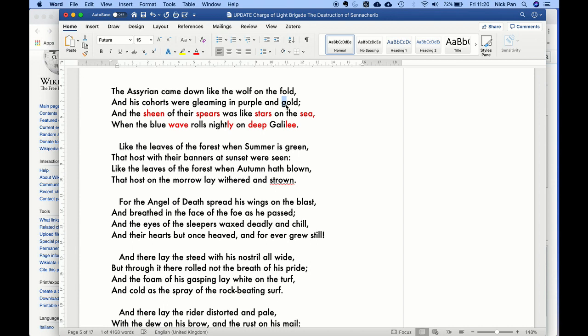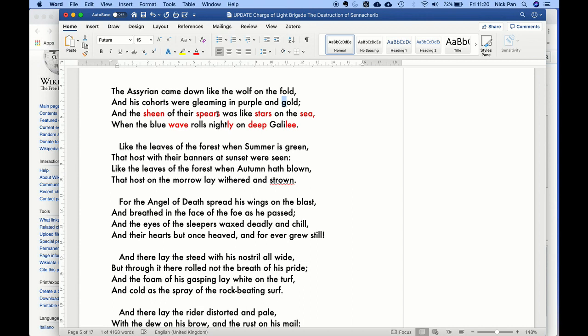"And the sheen of their spears was like stars on the sea," so a very nice simile there. The roll of the army glistens like a giant wave, "when the blue wave rolls nightly on deep Galilee." So, nightly, Galilee.